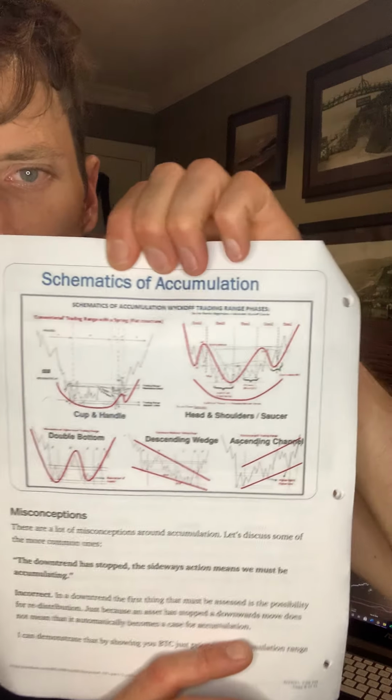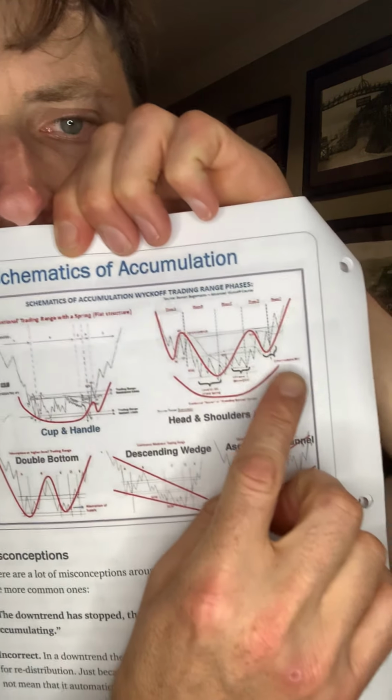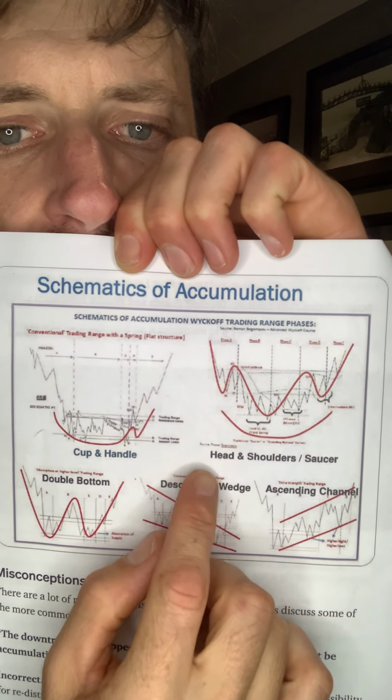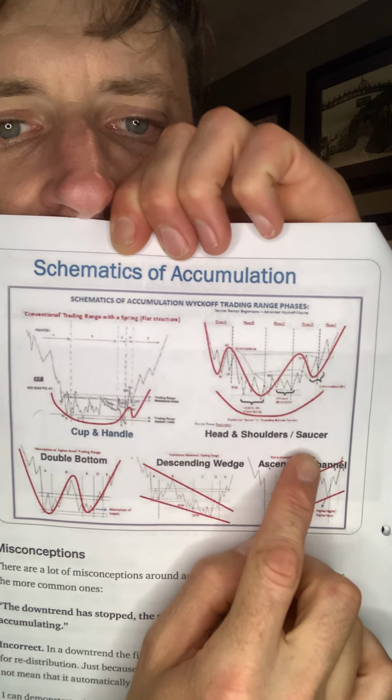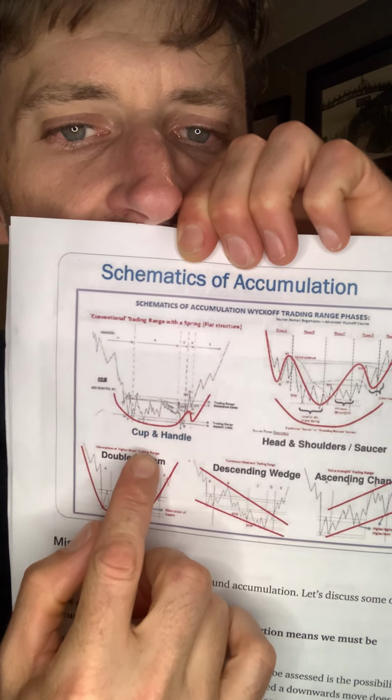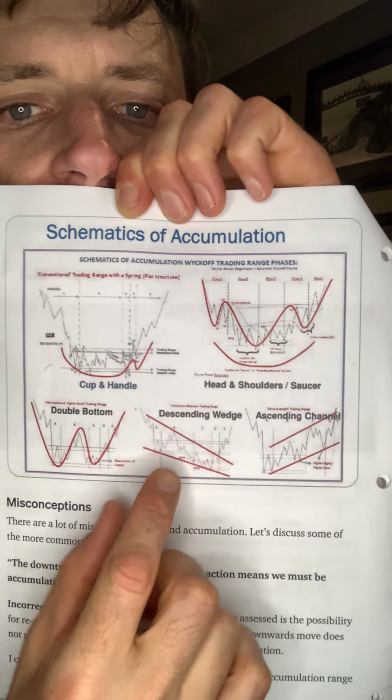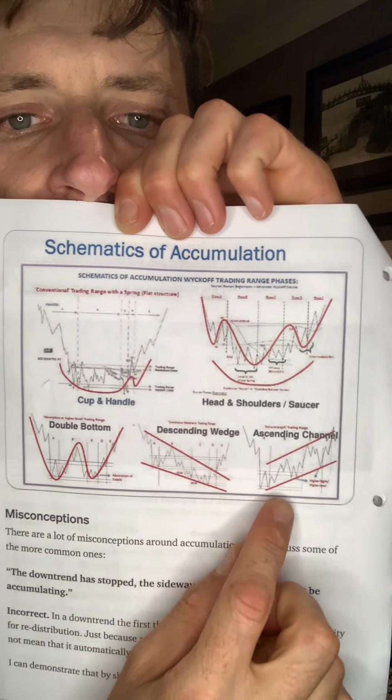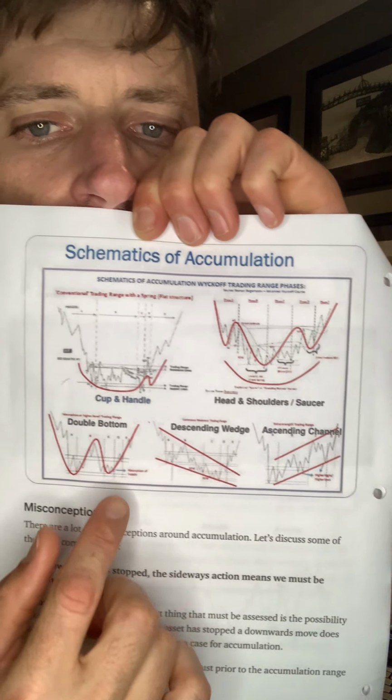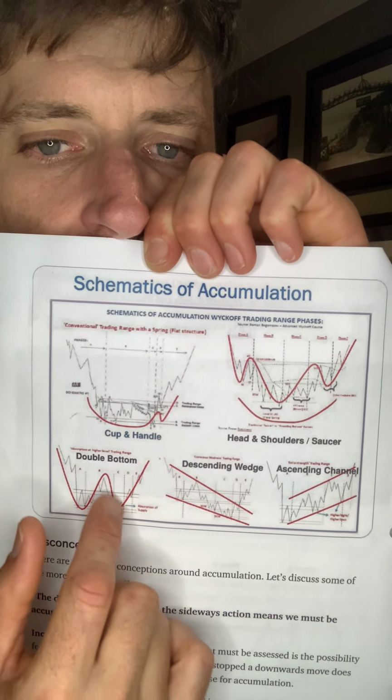schematics of accumulation. You can see it go like this. They have a head and shoulder saucer. They have a cup and handle. They have a descending wedge and an ascending wedge. And then they have this weird big loop. I've seen all of these on the stock market lately. So a lot of misconceptions.